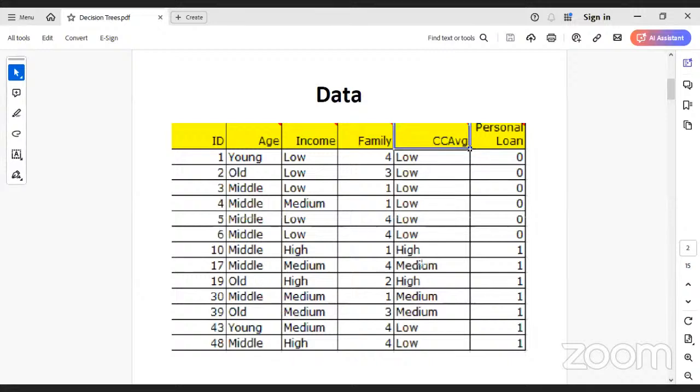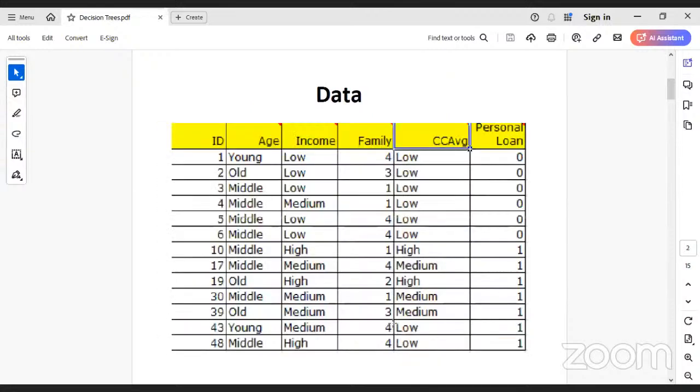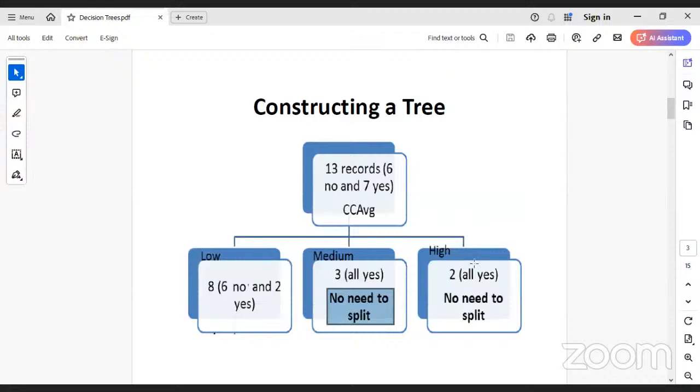Coming to medium, we have 1, 2, 3 records, and all the 3 records are of class 1, that is yes. So we have written here records are 3 and all are of a single class yes. So this is the leaf node. There is no need to split further. We are done with it. Coming to the category high, we have 2 records, and those 2 records are of class 1, that is yes. So again, there is no need for us to split further because this is a leaf node.